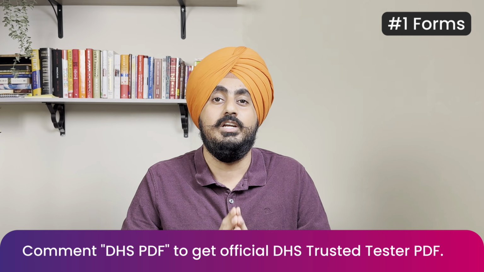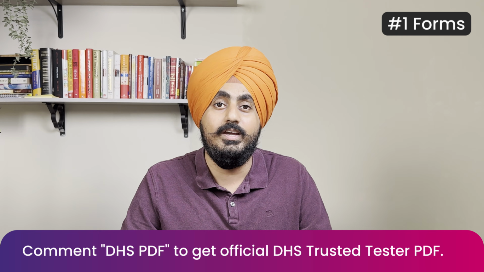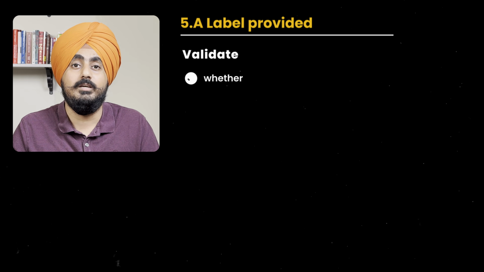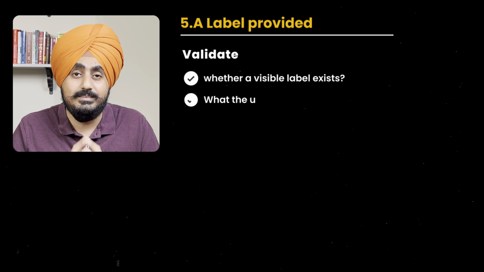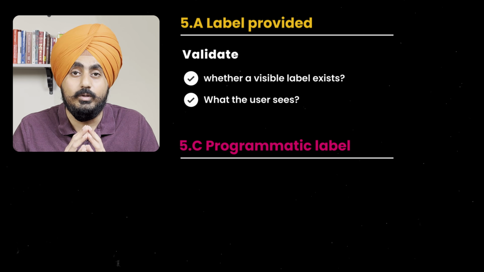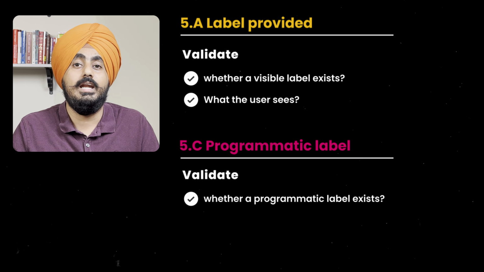Because most candidates don't fail due to accessibility knowledge. They fail because they apply the wrong rule. And here's a perfect example. Test condition 5A asks whether a visible label exists, what the user sees. Test condition 5C asks whether the programmatic label exists, what Andy reports.